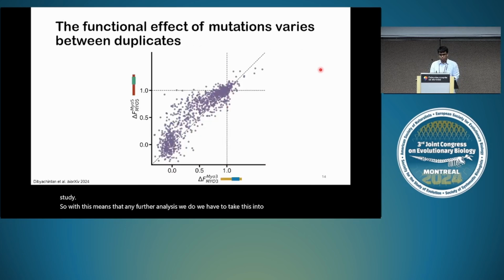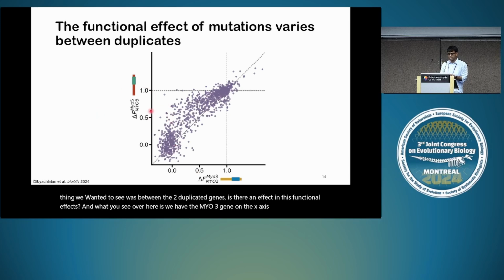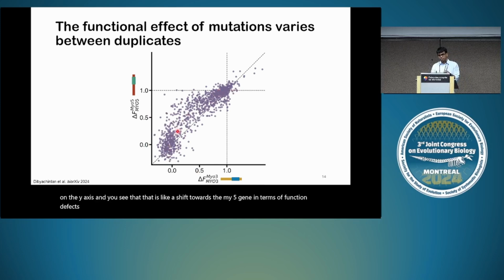So the next thing we wanted to see was whether, between the two duplicated genes, there is an effect in these functional effects. What you see over here is the myo3 gene on the x-axis and the myo5 gene on the y-axis. And you see that there is a shift towards the myo5 gene in terms of functional effects. That is, if you create the same mutation in the myo3 gene, it tends to kill function much more frequently compared to the myo5 gene. So what is going on over here?